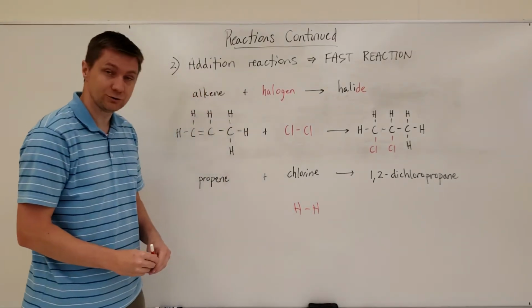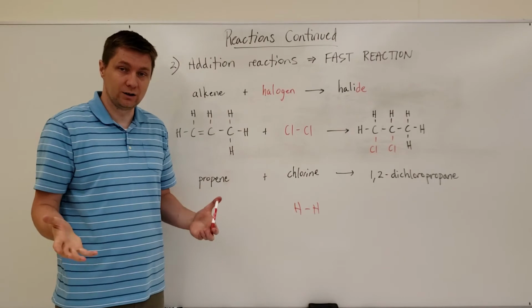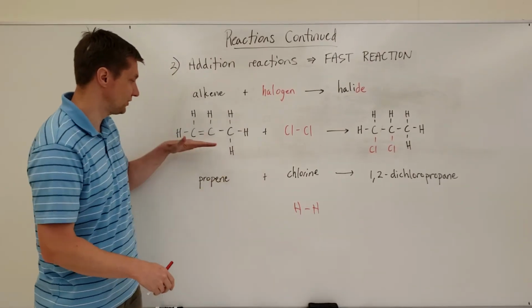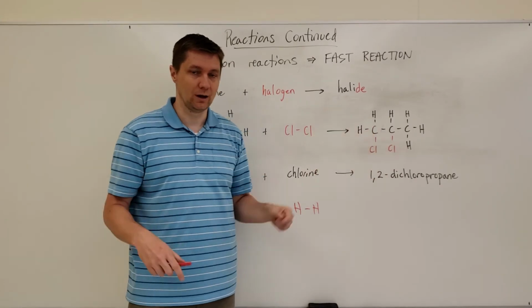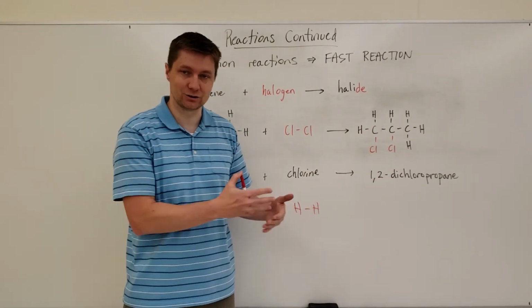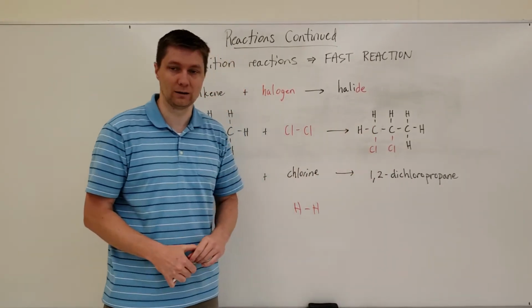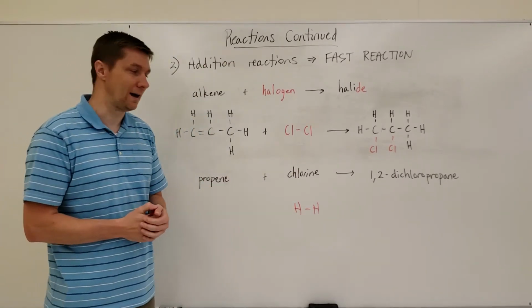And if I have hydrogen there, this is also an addition reaction. These hydrogens will just attach to this spot, and instead of chlorines here, I'll have hydrogens. And then it's not a halide, it's just a regular alkane. This would be propane, and you're done with that.